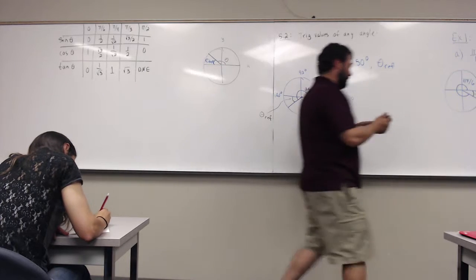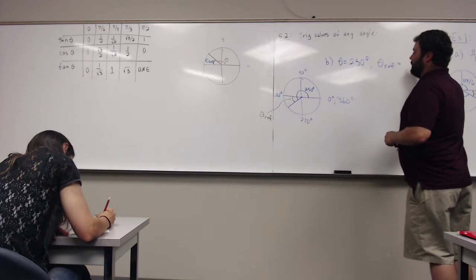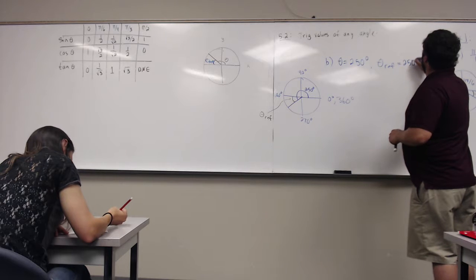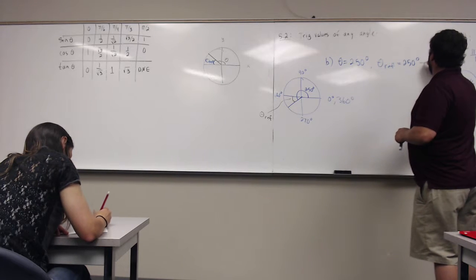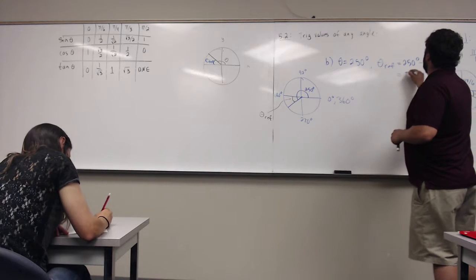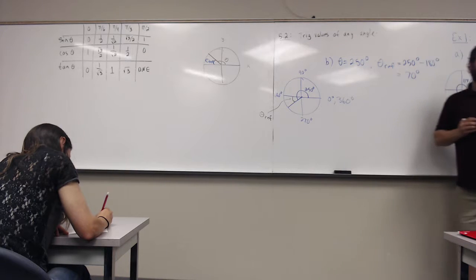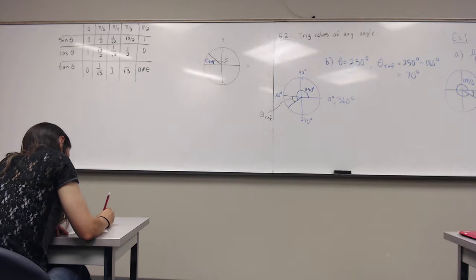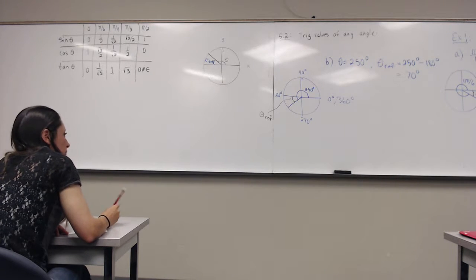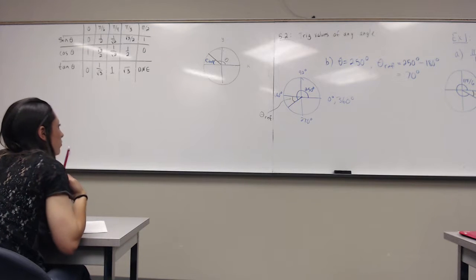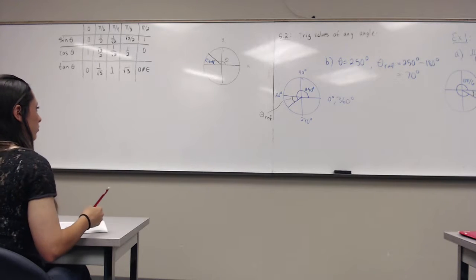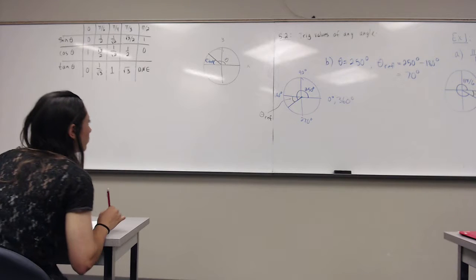Or if you like, you can write it this way. Theta ref is the full 250 degrees minus the 180 degrees, and you end up getting 70 degrees. And it'll always be in reference to the horizontal axis. It's always the angle formed by the horizontal axis and the terminal side of the given angle.